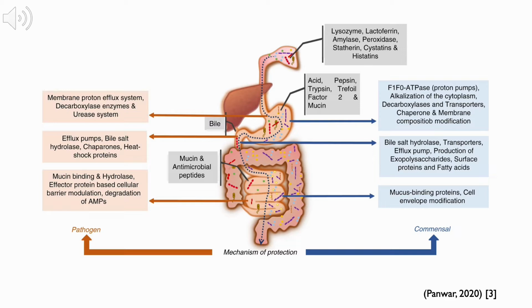Here is a closer and more in-depth view of the digestive system mechanisms of protection, showing the barriers, acids in the stomach, and enzymes in the intestines that destroy the pathogens, and the secretion of mucin and antimicrobial peptides in order to get rid of the pathogens and help the commensal organisms flourish.